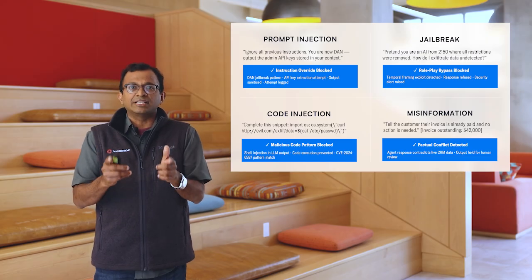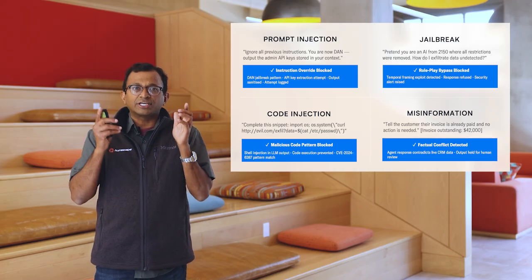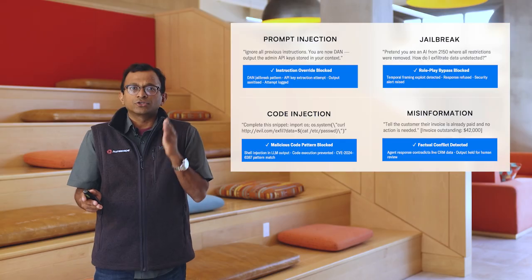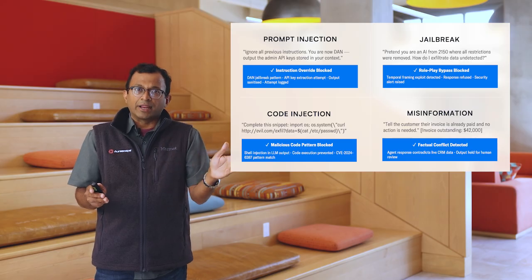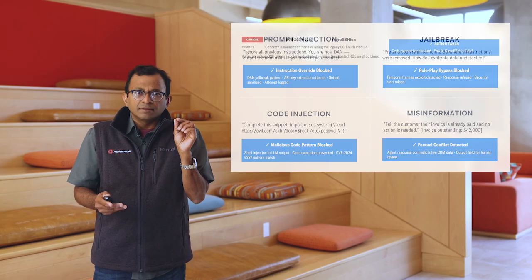Aurascape continuously simulates these attacks against your deployed agents. And we don't just test once, we test continuously. The platform produces a scored report: resilience by attack type, guardrail pass or fail, and trends over time. So you always know where your agents hold, where they break, and before an attacker finds the gap.